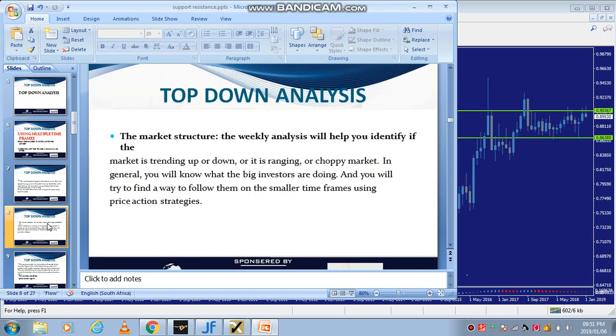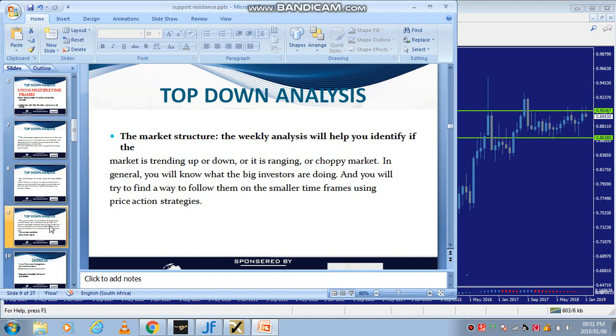Moving on, top-down analysis also shows us the market structure. The weekly analysis will help you identify whether the market is trending up, trending down, ranging, or choppy in general. You will know what the bigger investors are doing, and you'll know where to find a way to follow them on the smaller time frames using price action strategy.